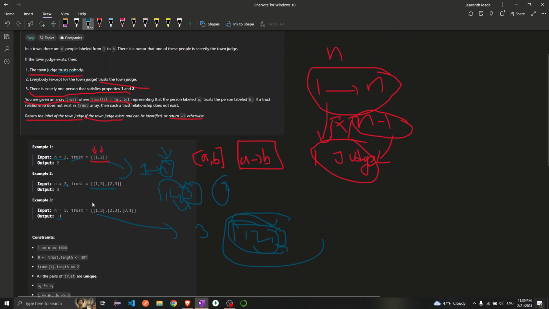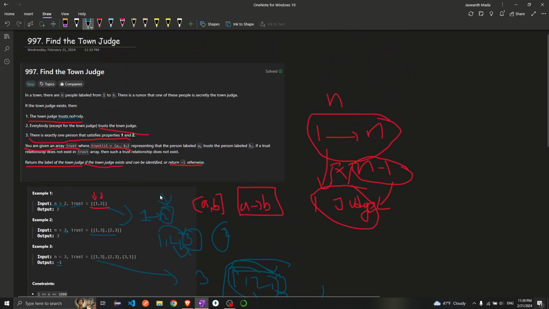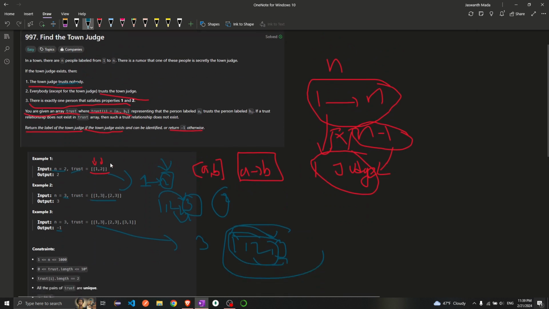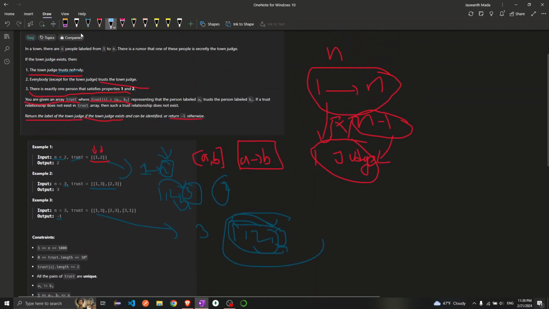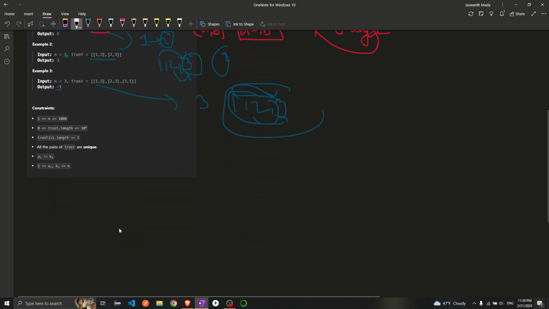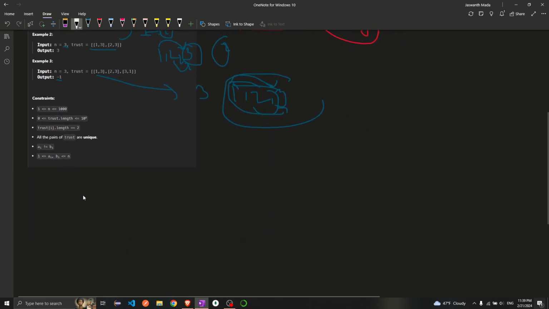This is the explanation of the example. So I hope you got a clear idea of the question right now. So let's try to solve this. Now, when I first saw this question, the first thing that came into my mind is that I'll have a judge variable.